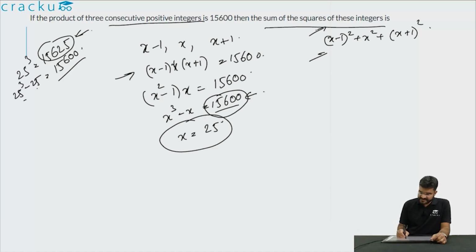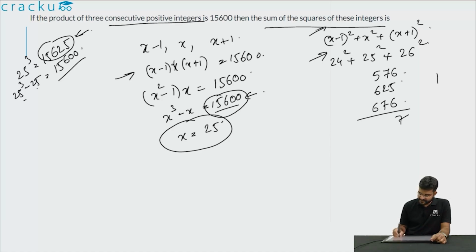So to calculate the sum of the squares, we need to calculate 24 square plus 25 square plus 26 square. 24 square is 576, 25 square is 625 and 26 square is 676. So if you sum them up, 6 plus 5 plus 6 is 17, carry 1, then 7, 14 plus 7, 1. So this is 1877. That is the sum of the squares of these three integers.